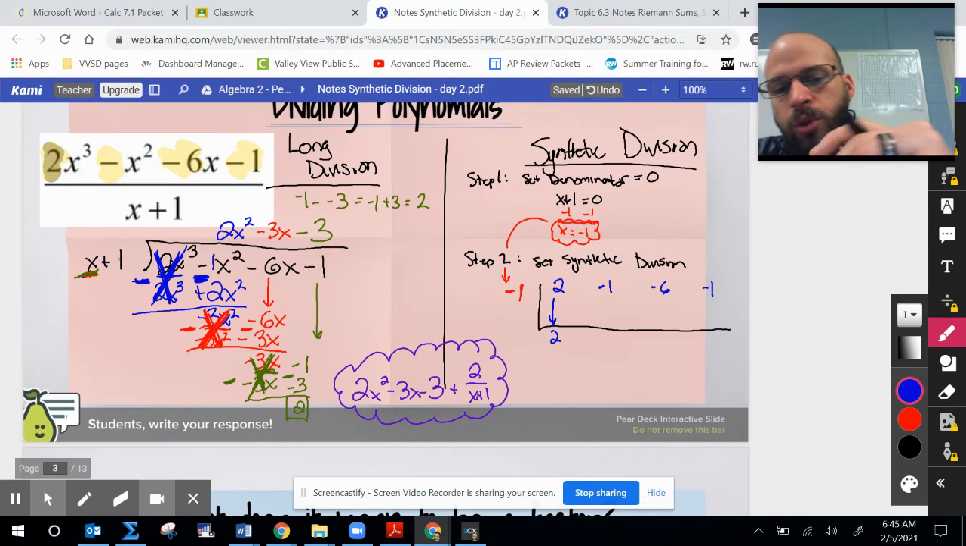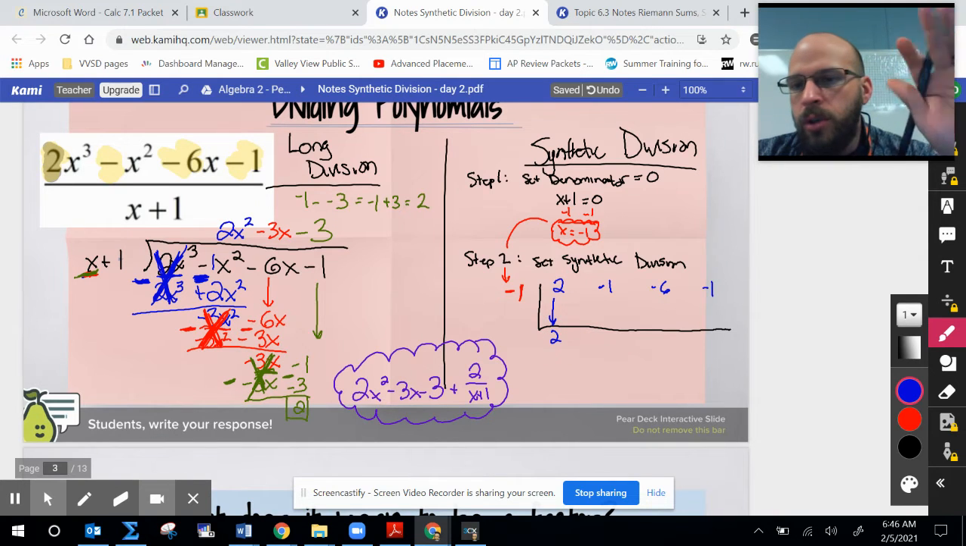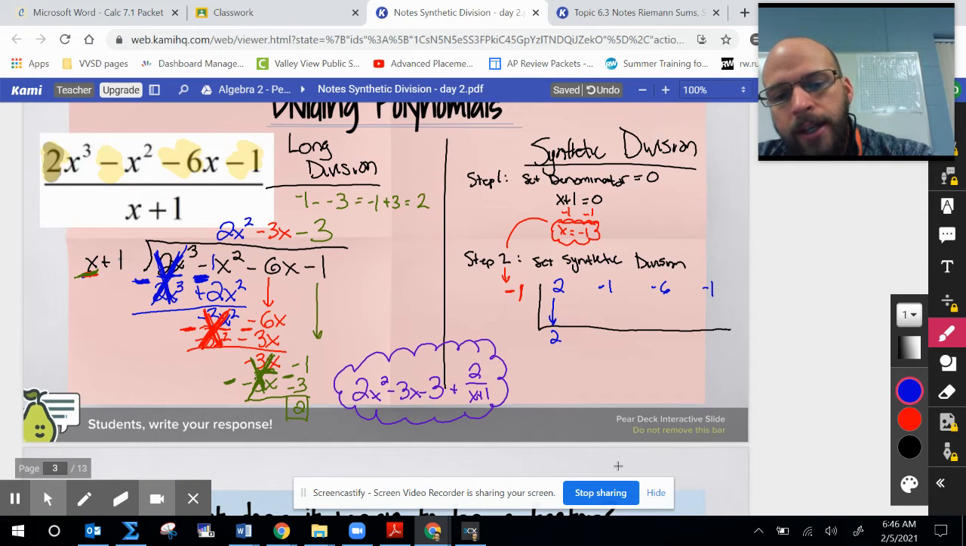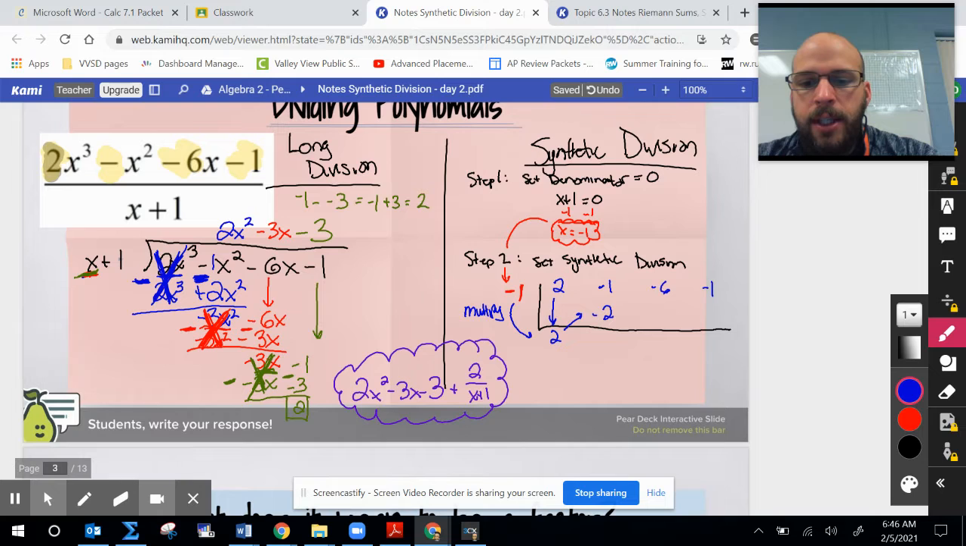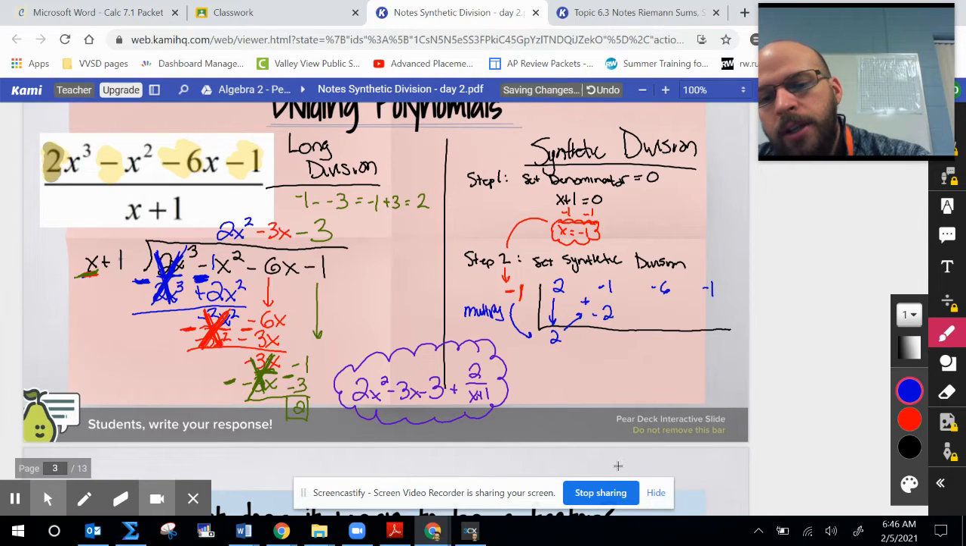I'm going to drop the 2 straight down. We don't do anything to the 2. It just falls. That's the first number on the bottom. Then I'm going to take this negative 1 on the outside, and we are going to multiply negative 1 by 2, and I write that number right underneath here. So negative 1 times 2 is a negative 2, and then I'm going to add straight down. Negative 1 plus negative 2 is a negative 3.